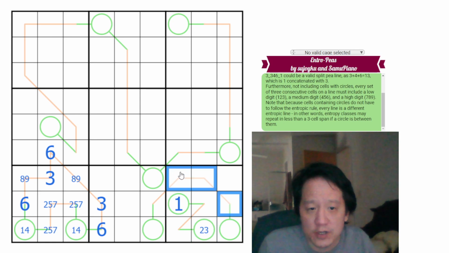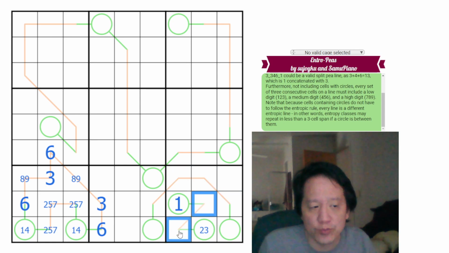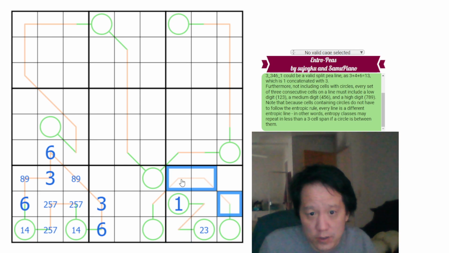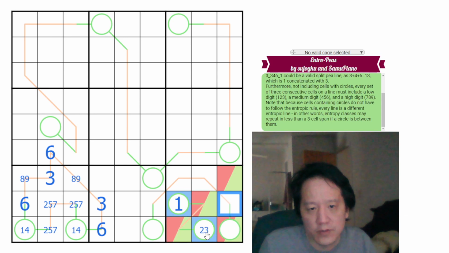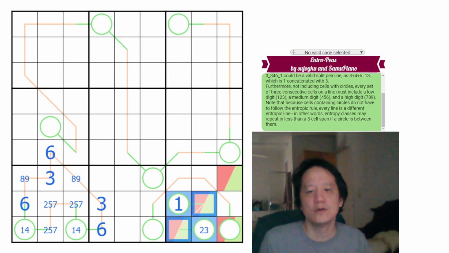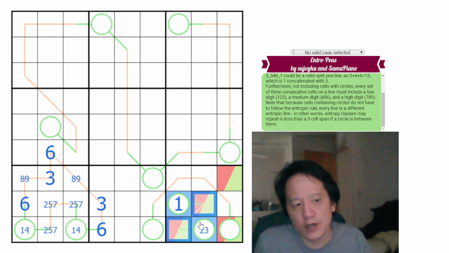And we have 3 different entropic lines here. So this cannot be 3 and 9 because we know the low is also here. So this is medium or high. This is medium or high. This has to be low. This is low. These are medium and high. Right? So it cannot have a 6. So it's 4, 5, 7, 8, 9.